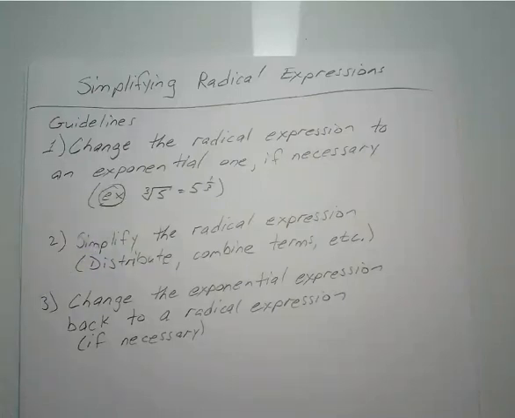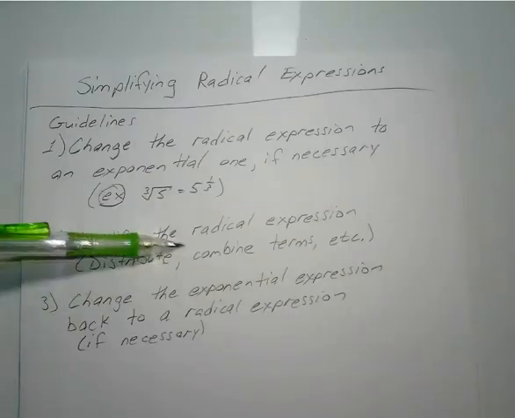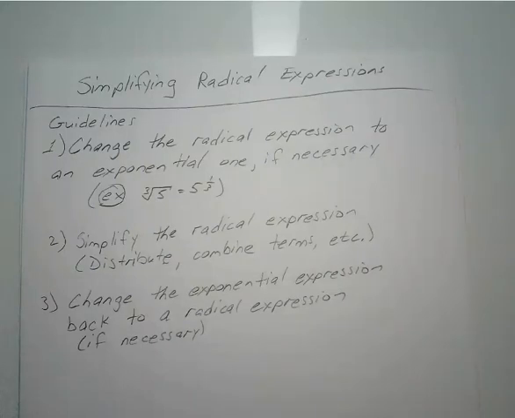Now, your second step will be to simplify the expression, which means you're going to distribute, combine terms using the rules for exponents, etc. Your third step would be to change the exponential expression back to a radical, but that's only if you changed it in the first place. So if you didn't do step 1, you don't have to worry about step 3. You only have to do step 3 if you did step 1 at the very beginning.